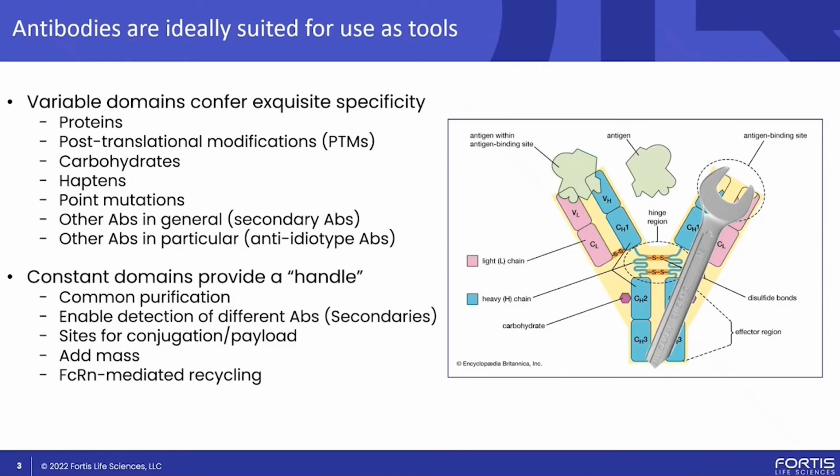The Fc defined by those constant domains also adds just bulk to the antibody, which is important for antibody pharmacokinetic properties, and also FcRn-mediated recycling in vivo.